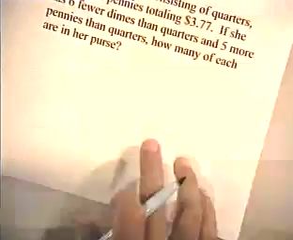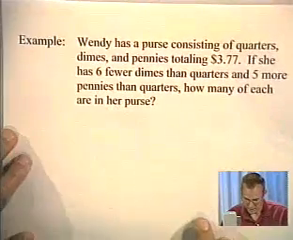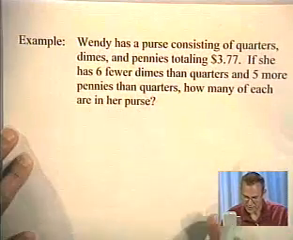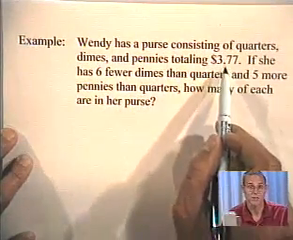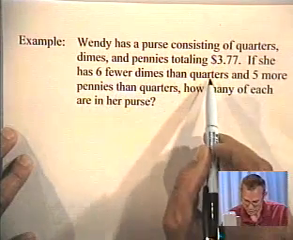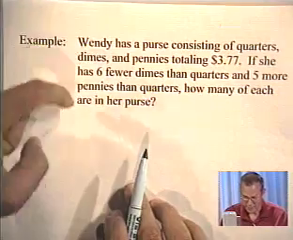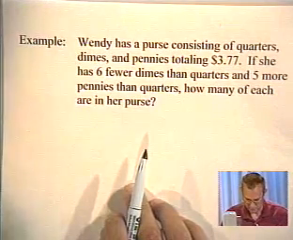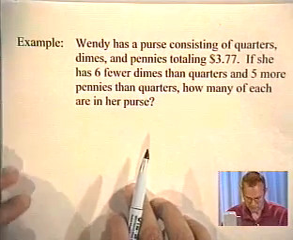Now let's do a typical problem that you might find in an algebra book. Wendy has a purse consisting of quarters, dimes, and pennies totaling $3.77. She has 6 fewer dimes than quarters. A lot going on here, a lot tougher than the piggy bank problem. So what we need to figure out is what is going to be our variable throughout this problem.